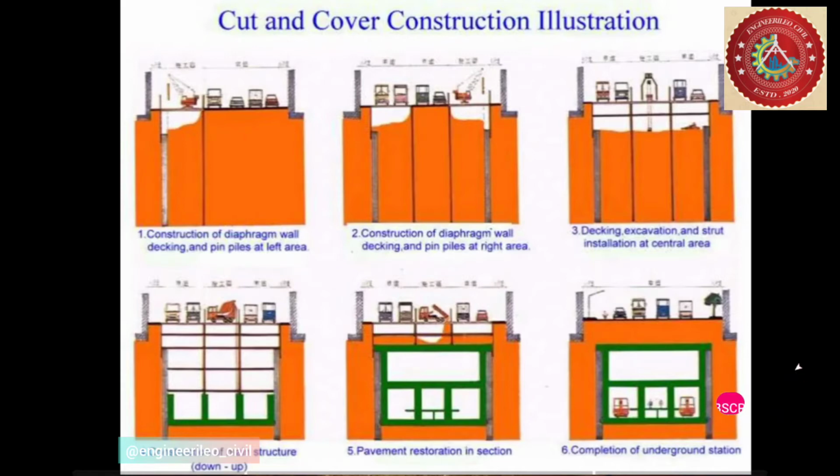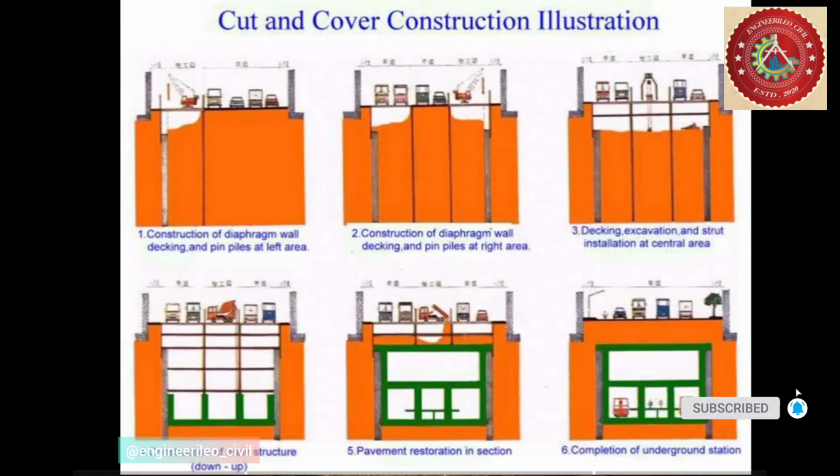You can see six major diagrams. In the first diagram, you may see the construction of diaphragm wall, decking, and pin piles at the left area. Right, the space has been dug. In the second diagram, you can see the construction of diaphragm wall, decking, and pin piles in the right area. First of all, it was built only in the left area. Then it is built in the right area.